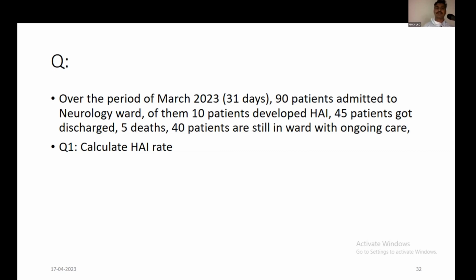20 per 100. So 10 patients got infected and 45 got discharged. So 10 divided by 45 plus 5, including deaths, we have to calculate. So 10 divided by 50 into 100. So it is 20.